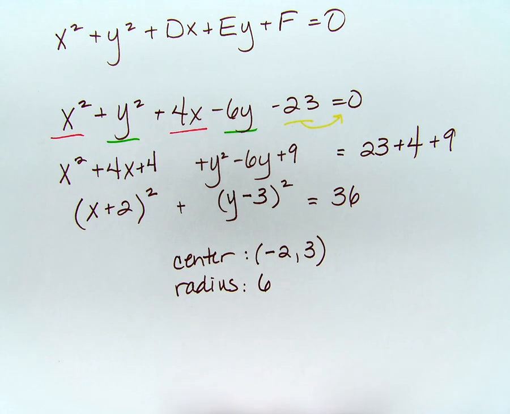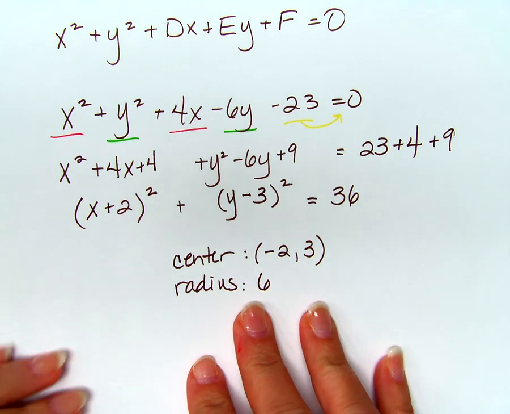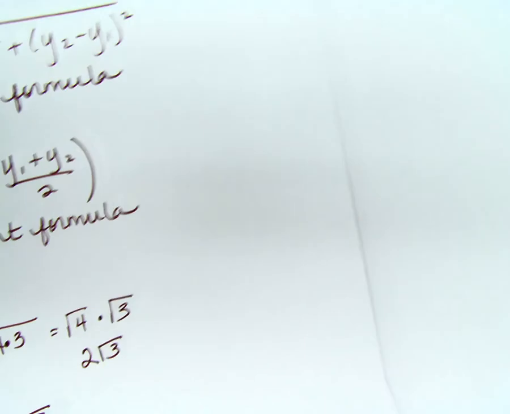Any questions? All right. Like I said, in that book example are some examples of distance and midpoint formula if you need to see some of those. But other than that, that's 2.7 and 2.8.